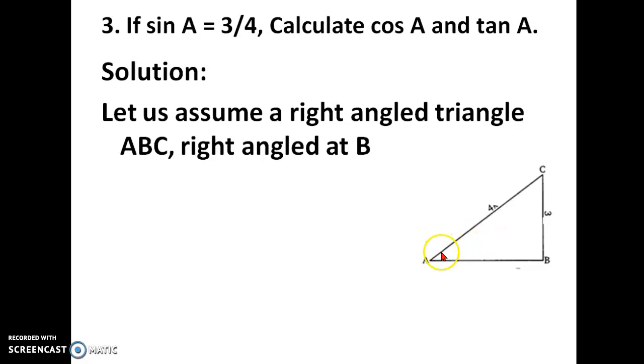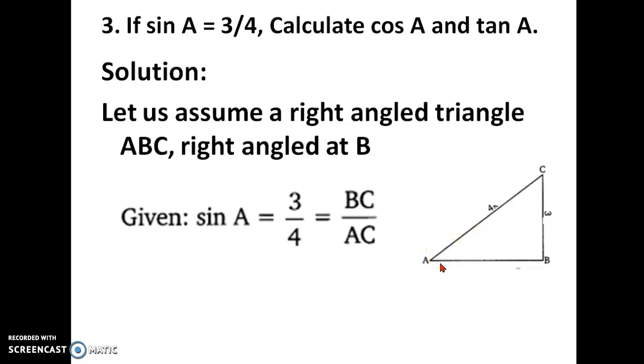So what will be A? So A is here. When sin A is 3 by 4, that means, what is sine formula? Sine formula is opposite by hypotenuse. So what is hypotenuse here? Hypotenuse is AC. Okay, so AC is going to be 4. So that's why in the diagram I have written 4. So AC, that is hypotenuse, is going to be equal to 4. And opposite side of A is BC. So BC is going to be 3. Okay, from the given, since sin A equal to 3 by 4, we have found out the hypotenuse length and the opposite of A length.